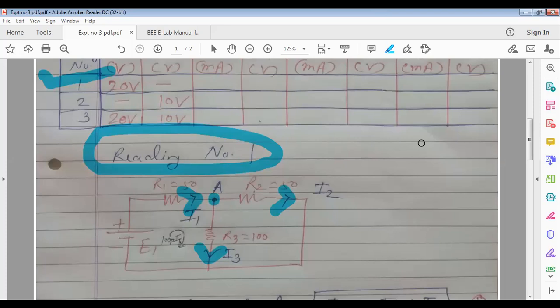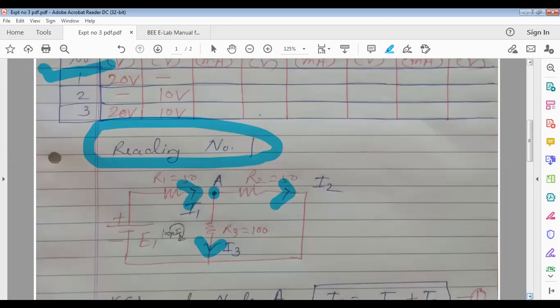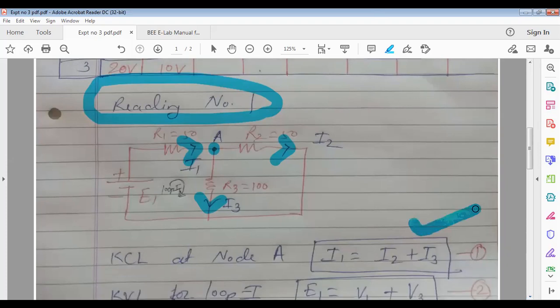I1 equals I2 plus I3. Very good. I1 is equal to I2 plus I3. Okay, got it? Now this is the KCL equation.